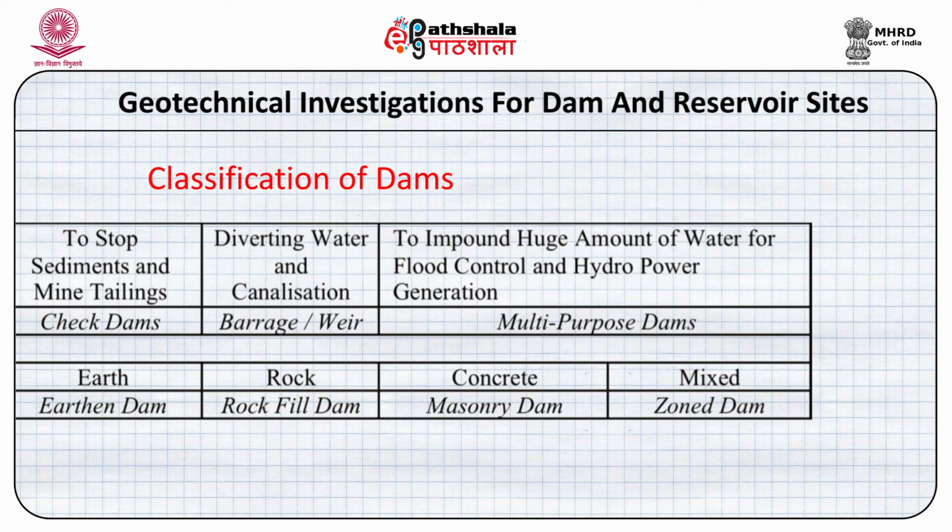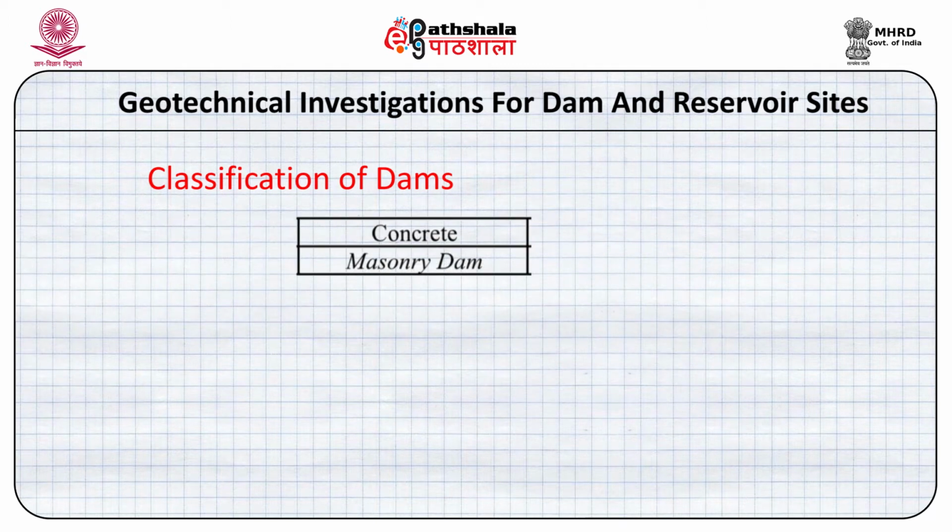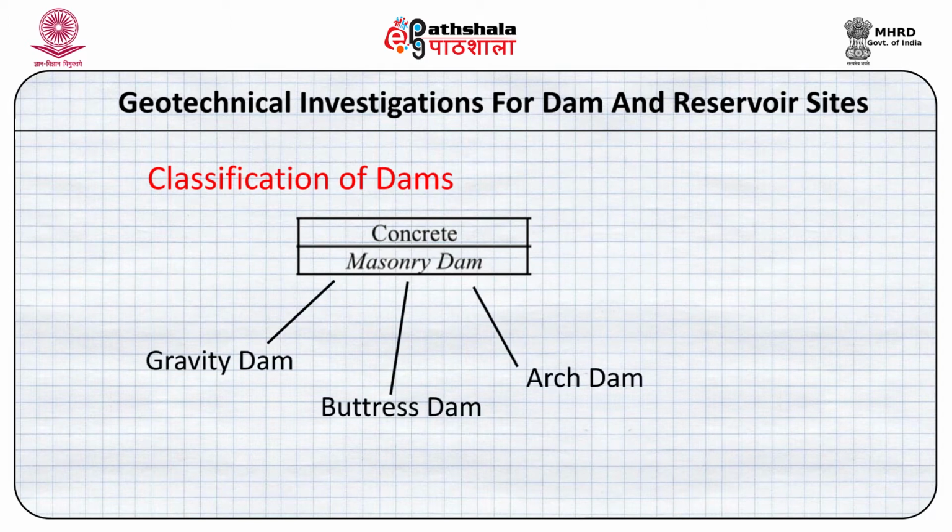There are some dams which are called as zone dams because they are made up of different materials at different places within the dam. For example, in mixed zone dam, we have clay core. Over the clay core we used to have rocks, and above the rocks we can have concreting just to stop the seepage from reservoir towards the downstream of the river. The concrete and masonry dams are further classified into gravity dam, buttress dam and arch dams.